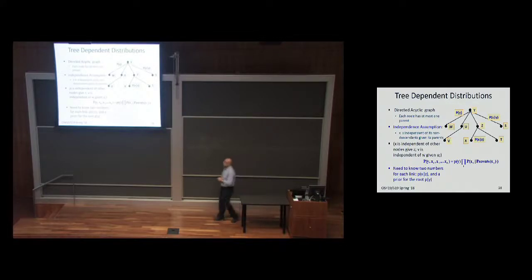So think about the independence assumptions that we have. V is independent of anything else given U, because U is the only parent of V. In particular, V is independent of W given U, V is independent of Y given U. So go back to the definition of what we mean. Really the parents determine what's happening.